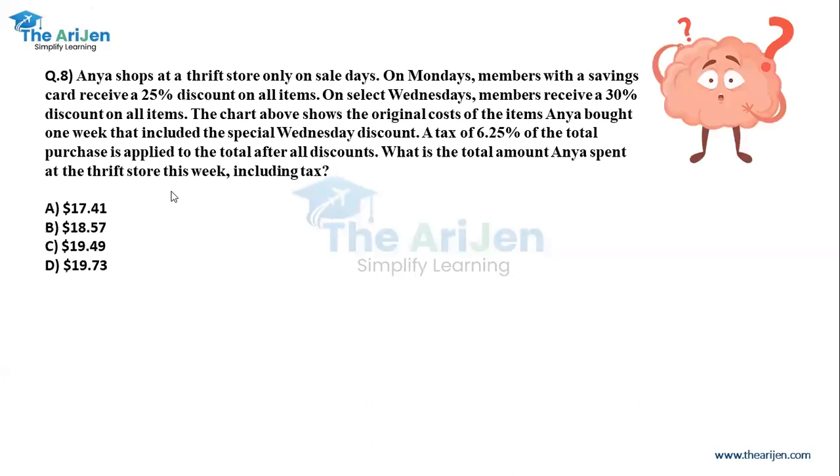So this question says that Anya shops at a thrift store only on sale days, and on Mondays, members with a savings card receive a 25% discount on all the items. On selected Wednesdays, members receive a 30% discount on all the items. And the chart is not here, I think.